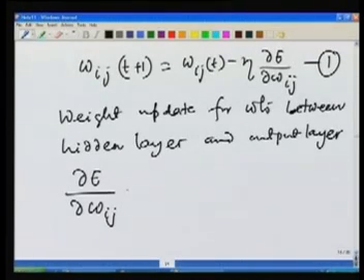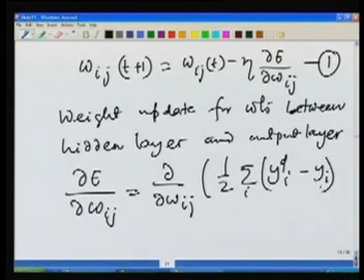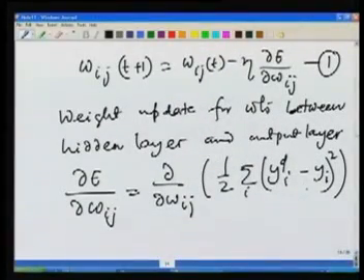So, to put that I differentiate del by del Wij, and here I have half sigma I, y d I minus y I, whole square. So, you can say that only the error contribution due to ith neuron is a function of Wij.